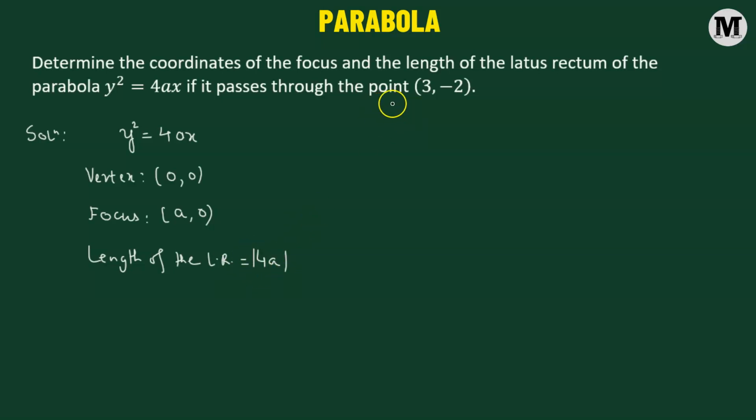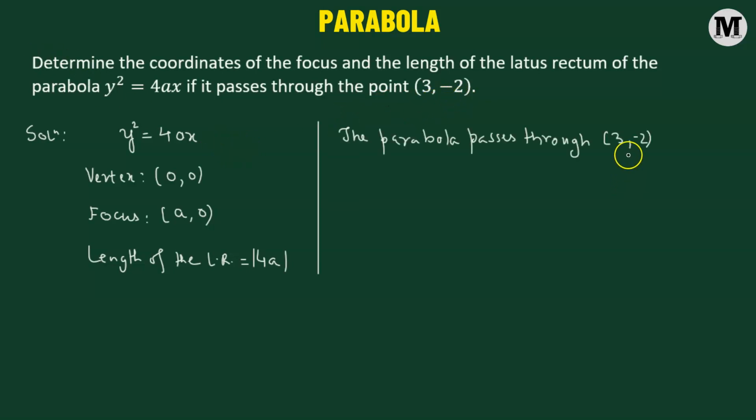Now, it's given here that the parabola passes through the point (3, -2). So this suggests that the point (3, -2) is going to satisfy the equation of the parabola. All we have to do is replace the value of x with 3 and the value of y with -2 in the equation of the parabola.